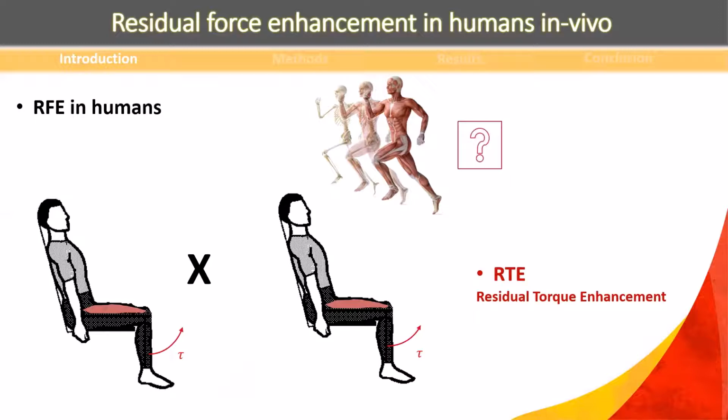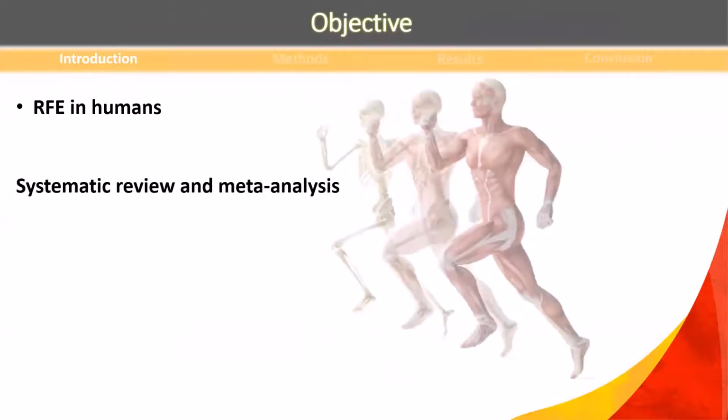However, the presence and magnitude of residual torque enhancement seem to vary considerably across studies in humans. Additionally, the dependence of residual torque enhancement on the amplitude of the eccentric contraction and on the contraction type is not clear in human studies. Given the increasing number of studies in humans, we performed a systematic review and meta-analysis to identify and appraise the existing evidence towards the presence of residual torque enhancement in humans.